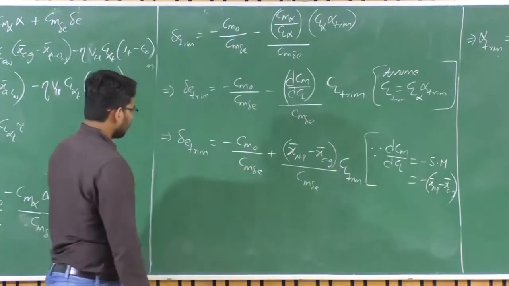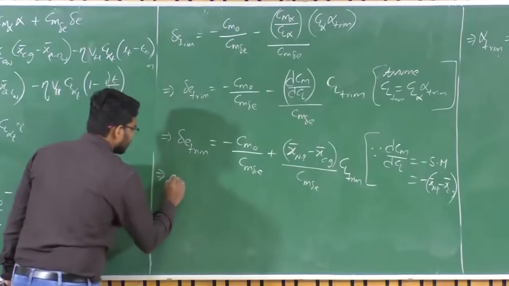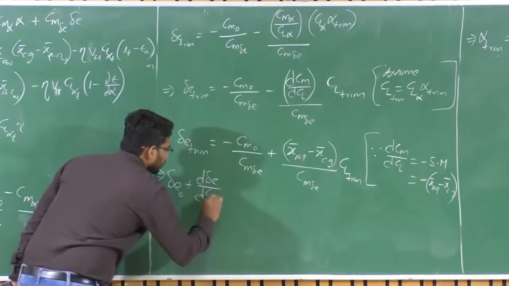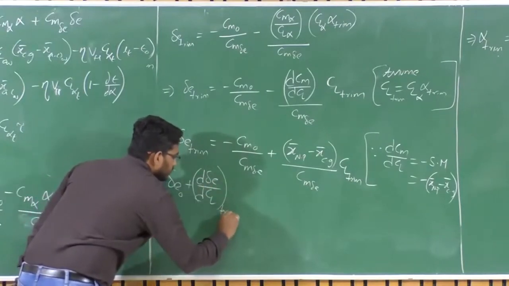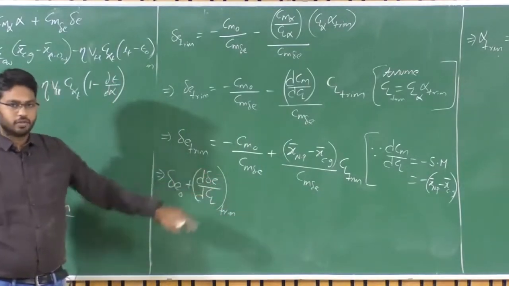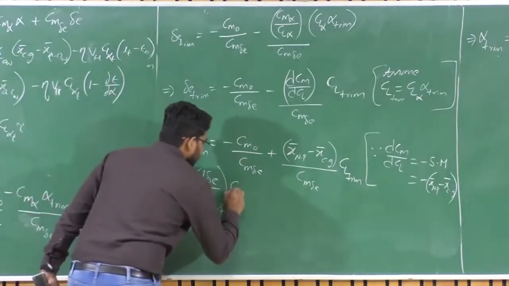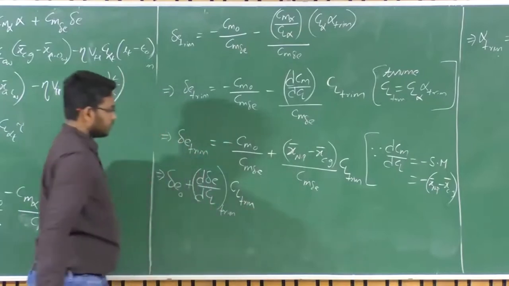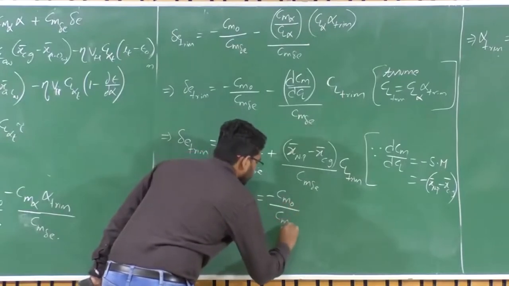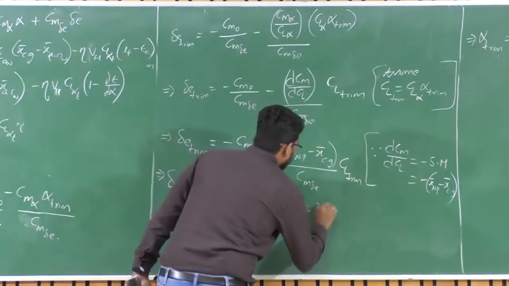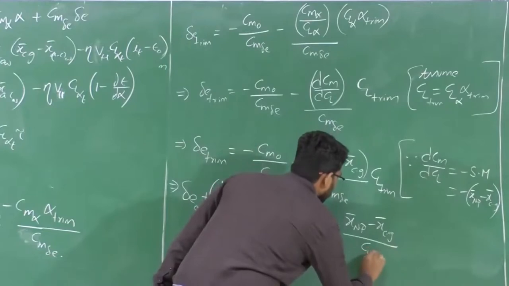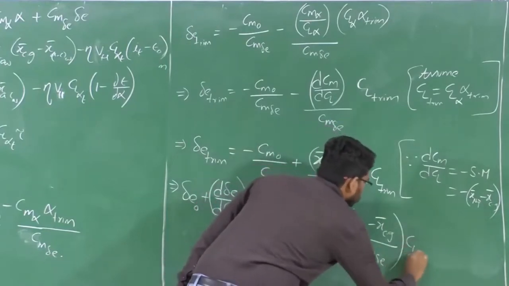And now, can I express this delta E trim in this form? So delta E naught plus the change in delta E due to change in CL trim condition. When there is a change in CL trim, there is a change in delta E trim, times CL trim, is equal to minus of CM naught upon CM delta E plus X bar NP minus X bar CG upon CM delta E times CL trim.